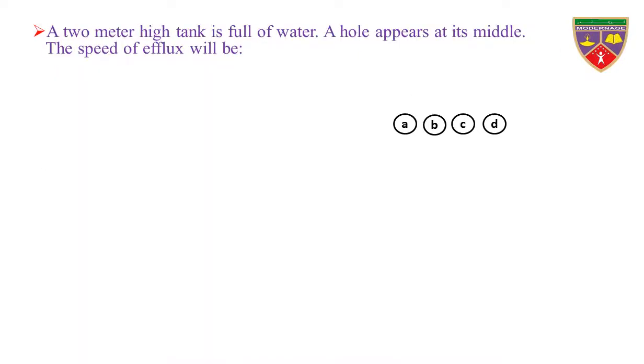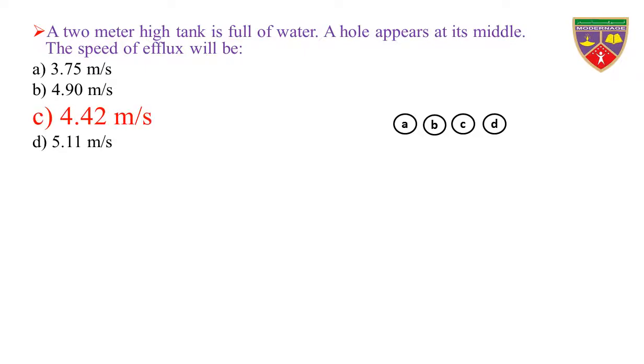A 2-meter oil tank is full of water. A hole appears at its middle. The speed of efflux will be option A 3.75 meters per second, option B 4.90 meters per second, option C 4.42 meters per second, option D 5.11 meters per second. The key is 4.42 meters per second. Therefore, the correct option is C.